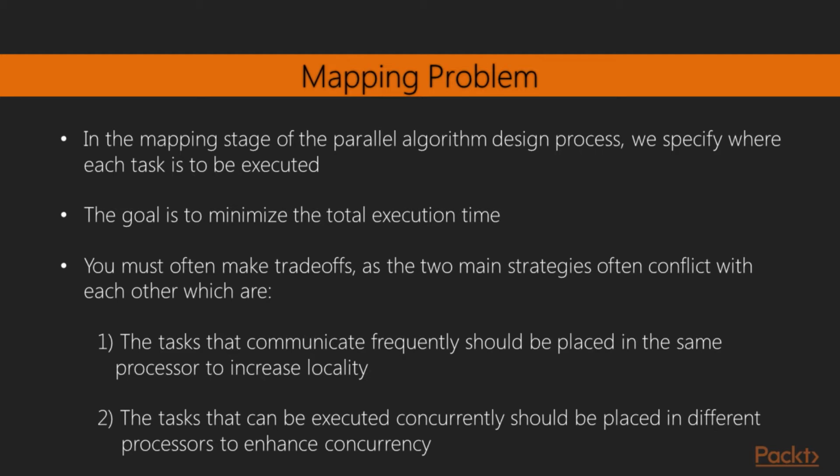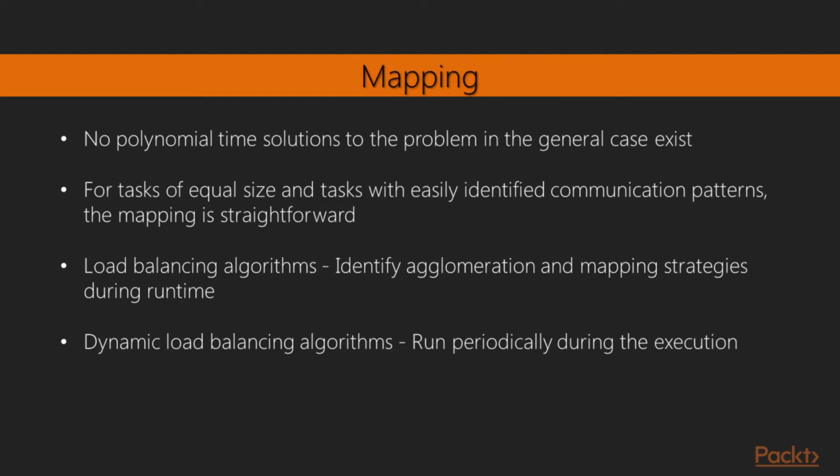This is known as the mapping problem, and is known to be NP-complete. As such, no polynomial time solutions to the problem in the general case exist. For tasks of equal size and tasks with easily identified communication patterns, the mapping is straightforward. We can also perform agglomeration here to combine tasks that map to the same processor.